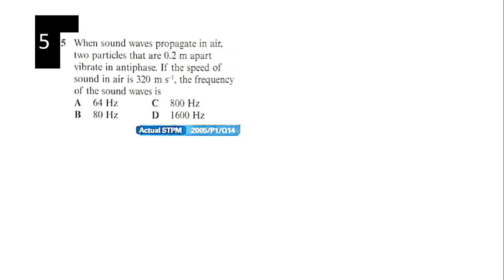Okay. Number 5. One or two more questions, then we'll stop for today. When sound wave propagate in air, two particles that are 0.2 meter apart vibrate in phase. If the speed of sound is 320 meter per second, the frequency of sound wave is. Calculate the wavelength first. Then calculate the frequency.